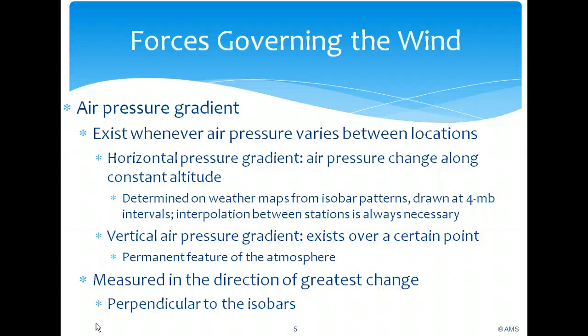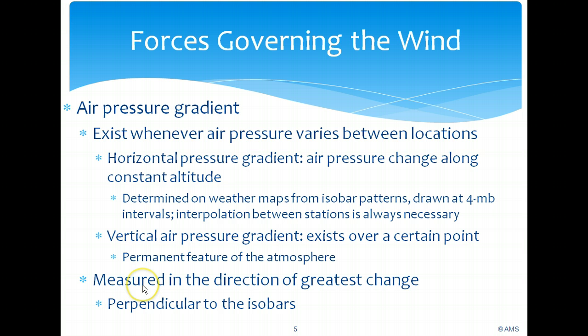Now, air pressure gradients can occur both horizontally and vertically within the atmosphere. A horizontal pressure gradient refers to air pressure changes along a surface of constant altitude, such as mean sea level. As the slide points out, a vertical pressure gradient refers to the air pressure change directly above the Earth's surface, and this is a permanent feature of the atmosphere. Air pressure is determined by the weight of the overlying air, so air pressure is greatest at the Earth's surface and always decreases with altitude.